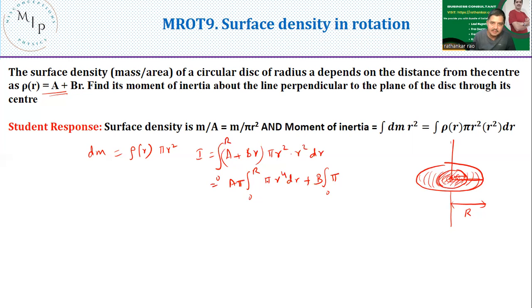I'll remove it here. Pi is a constant. And here also I'll write pi b. I'll remove it here also. And then I have r square, there's one more r, which is r power 5 into dr.